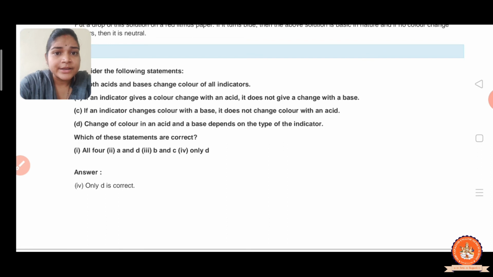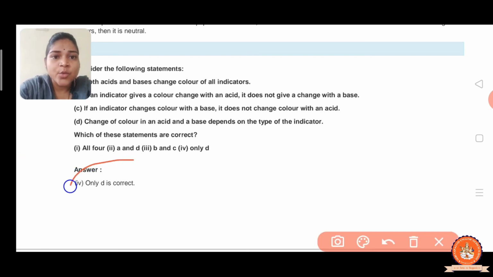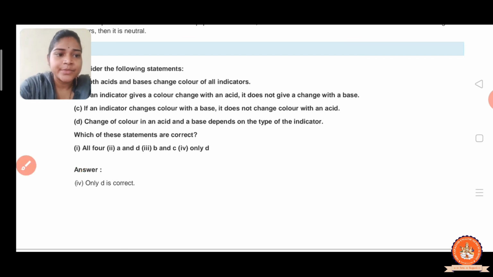Now D: change of color in acid and base depends on the type of indicator. So this one is right. It depends on the type of indicator. So the answer is only D is correct.